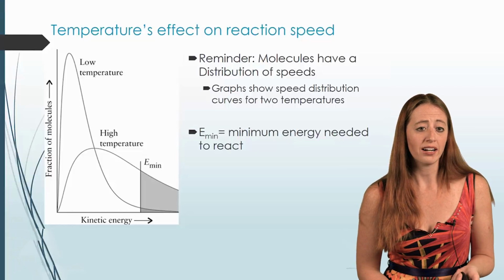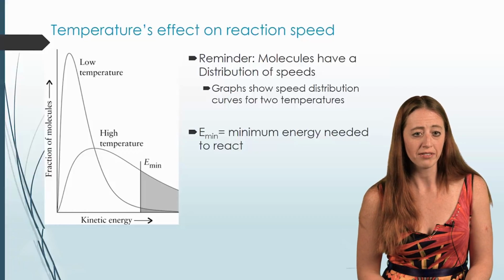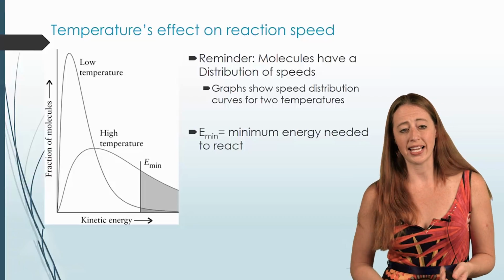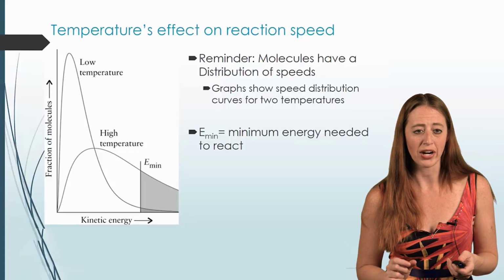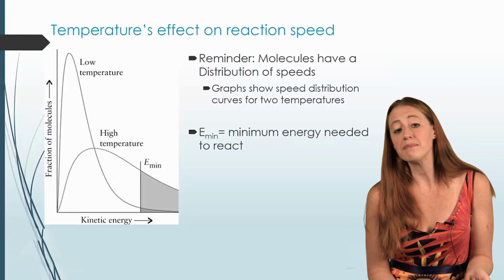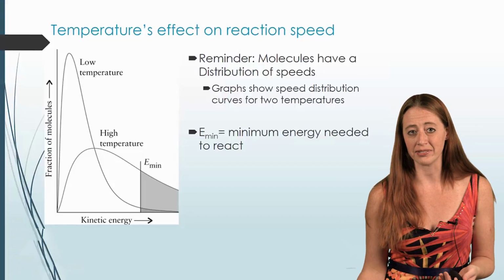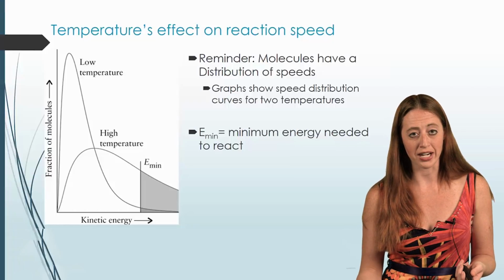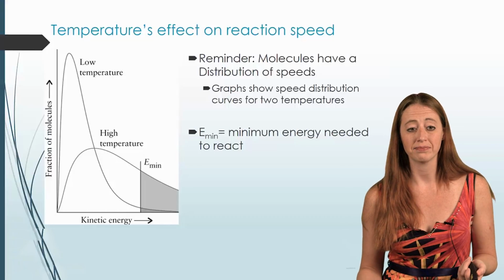Now, if we look at our low temperature graph, take a second, point to it, and trace that down until you hit the E minimum. Now, the molecules that are past that E minimum, look at that tiny little section of graph. It's hardly any of the molecules. That doesn't mean that the reaction won't happen. It's just that only those molecules above that line can react. So very few molecules have enough energy to have that reaction happen. Most of them are going to collide and go on about their way without ever reacting.